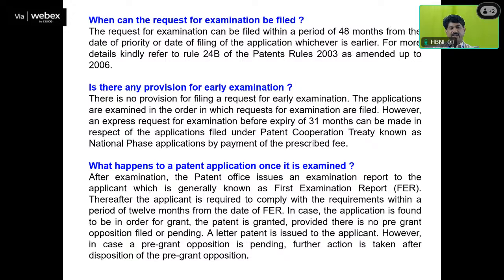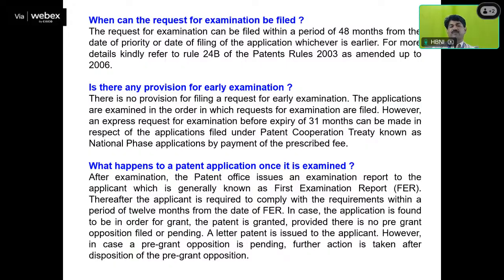So what happens to a patent application once it is examined? After filing the patent, we request for examination. So what will happen after its examination? After its examination, the patent office issues an examination report to the applicant, that is the patentee, which is generally known as the first examination report or FER. Thereafter, the applicant is required to comply with the requirements within a period of 12 months from the date of FER.